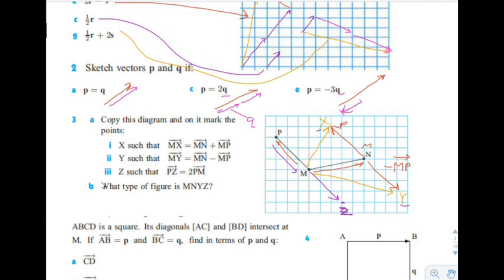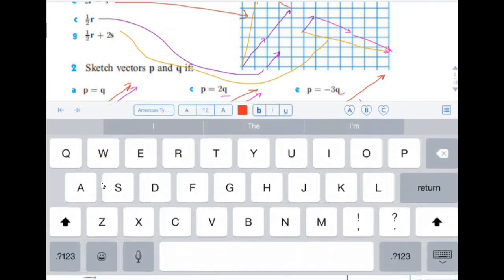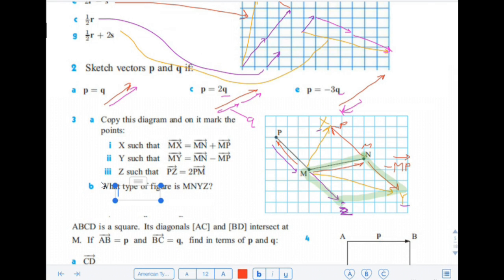What type of figure is, oh, they're going to make a figure out of this. Mn, yz. Looks like a parallelogram. Yeah, we'll write parallelogram.